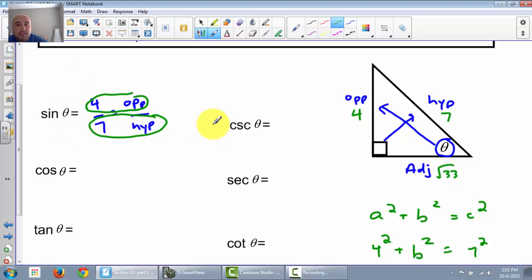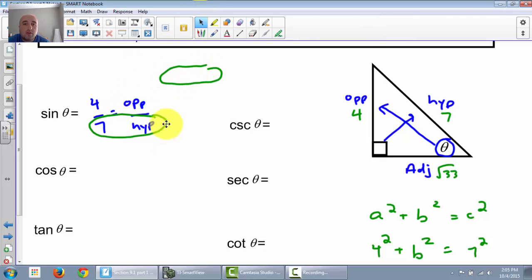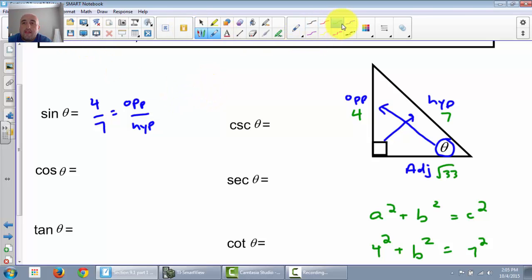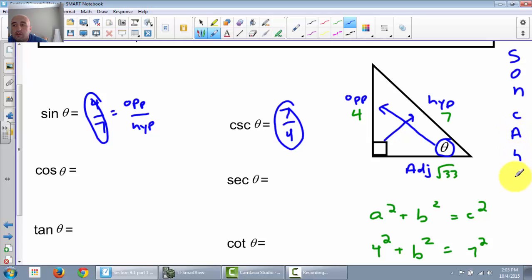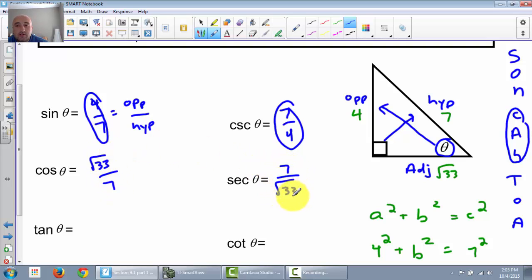So we know sine and cosecant go together. So if sine is 4 over 7, let me remove these circles now. We don't need these anymore. All right, so if we know that sine is 4 over 7, we know that cosecant is 7 over 4. Okay, so 2 of the 6 are done. Cosine is adjacent. So remember, SOHCAHTOA. So cosine is adjacent over hypotenuse. Adjacent is root 33. Hypotenuse is 7. So root 33 over 7. And that would make my secant 7 over root 33.